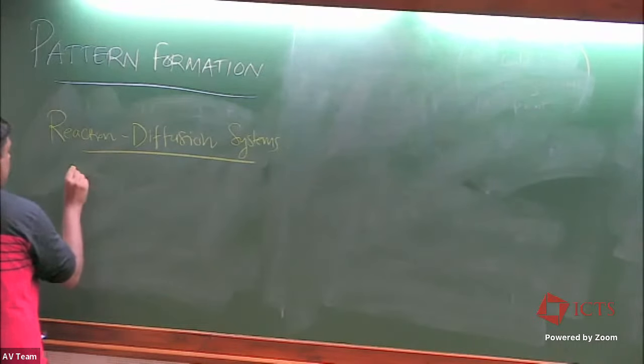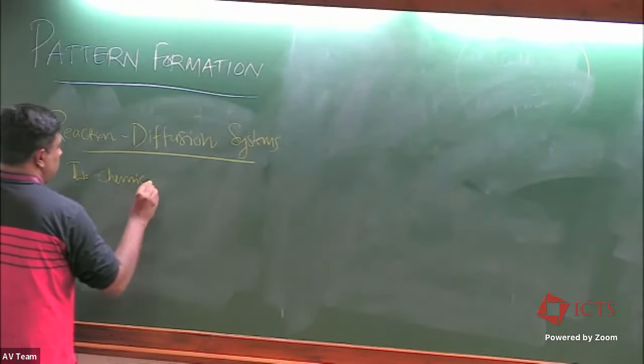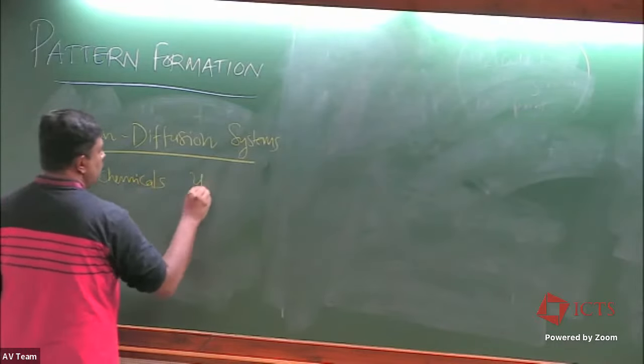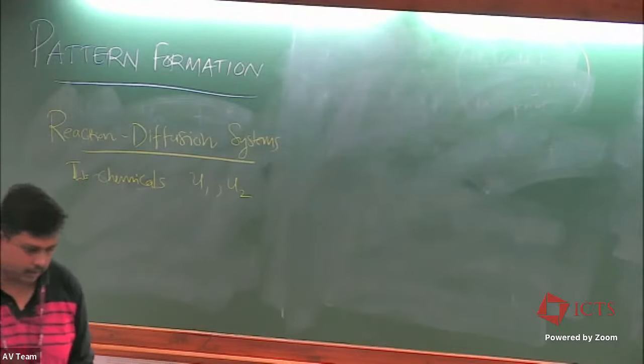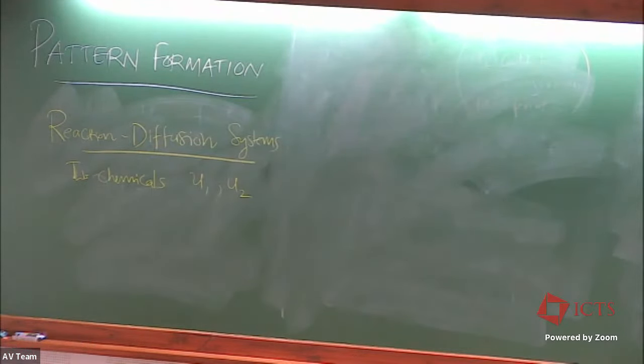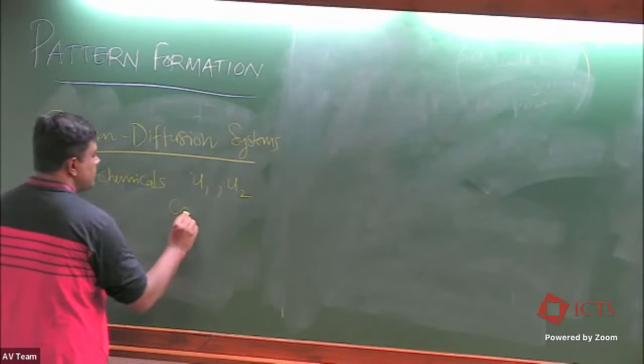So let's say I have 2 chemicals whose concentrations I denote by U1 and U2. I'm doing deterministic modeling, no stochasticity. I'm assuming there are a large number of molecules of these things, so I can represent them by concentration fields. No stochasticity in number fluctuations. I'm also going to neglect noise in the equations of motion. Same things that we've been pursuing so far. So these are the concentration fields of the chemicals.